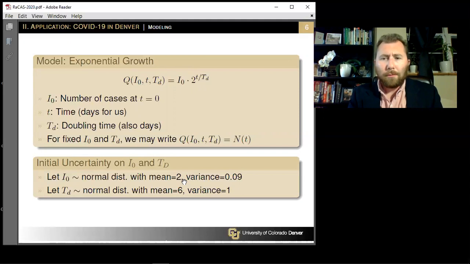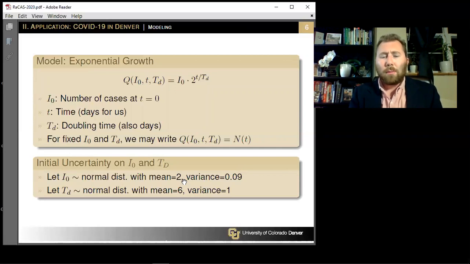So for fixed values of I naught, and that's the number of cases initially, and the doubling time, we can use shorthand to evaluate Q of I naught, T, and T double all at some point in time, and we can call that N of T as well, which we might use on our plots for shorthand, just as a note. So initially, let's consider the following uncertainty on the initial number of cases and on the doubling time.